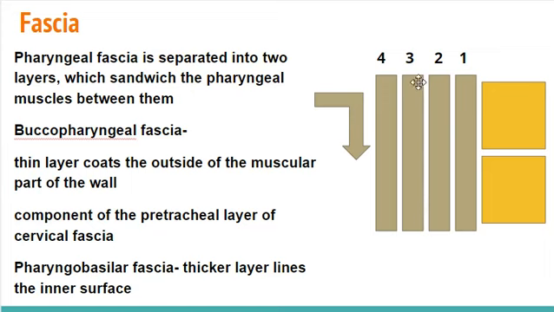Between the pharyngo-basilar fascia, which forms the inner lining of the pharyngeal wall, and the buccopharyngeal fascia, which forms the outer lining, we have the presence of the skeletal muscles. And all of this is lined internally by the mucous membrane, right? So let's go over this once again. The buccopharyngeal fascia is a thin layer that coats the outside of the muscular wall. Then we have the muscular wall, and then the pharyngo-basilar fascia lines the inner surface of the muscular wall. The entire pharynx is lined by a mucous membrane internally.